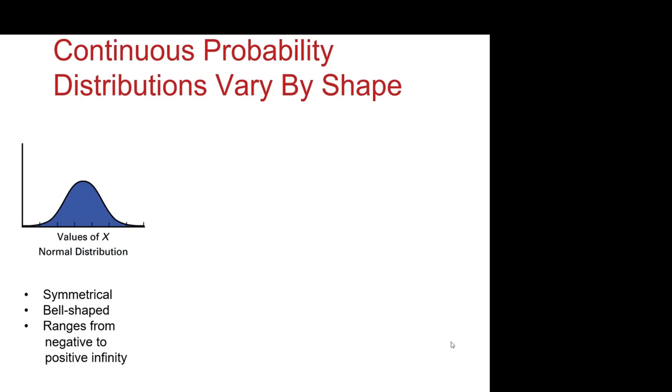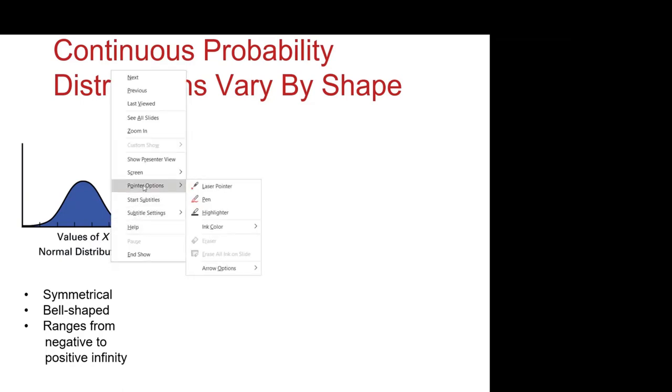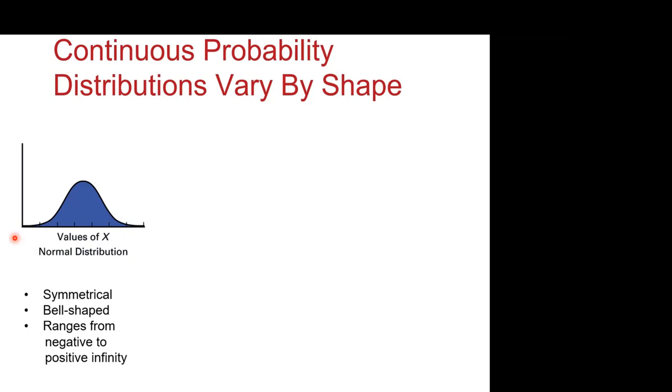Now, a continuous probability distribution can take several shapes. The most widely used is the normal distribution. The normal distribution has a symmetrical shape, and normally the shape is called a bell shape because it looks like a bell. The values of this normal distribution range from negative infinity to positive infinity.